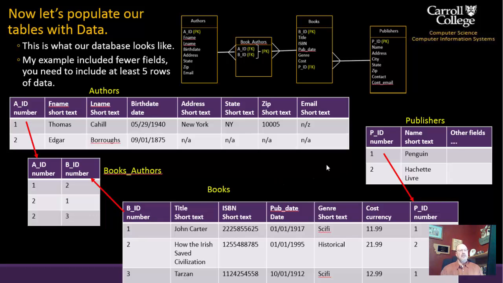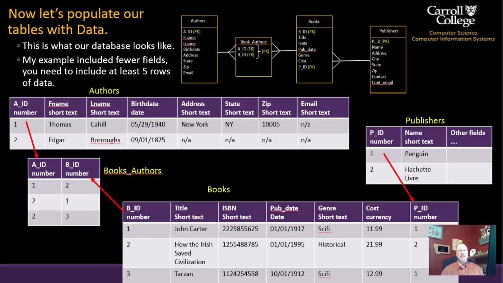Okay. Now what we have are the publishers, Penguin and Hachette, and then those are the corresponding ID numbers. So in this case, Penguin, which is all made up, a lot of this is made up information, Penguin published John Carter and Tarzan, and then Hachette published How the Irish Saved Civilization. So that's how we tie the primary key of a publisher and the corresponding foreign key together. And that's what the data looks like.